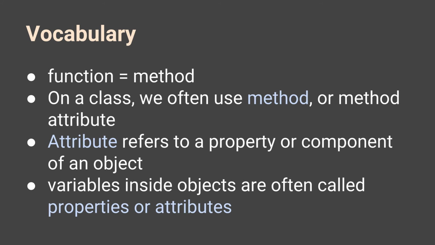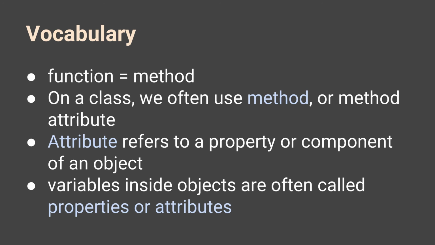Variables that are inside objects, like that vals list, which is a variable attached to that self object, are typically called properties or attributes rather than variables. And again, it's not that they behave significantly differently. It's just a way to differentiate when we're talking about these things.